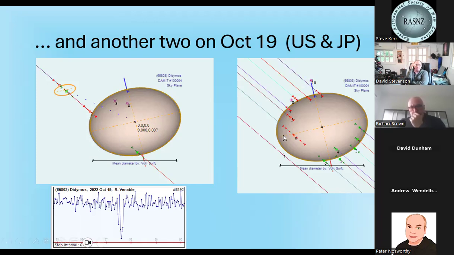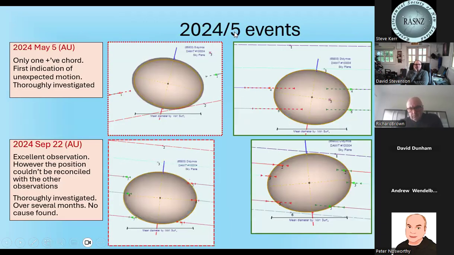This one's an interesting one. You can see the observations don't fit the shape of Didymos very well. Issues of Fresnel diffraction were a major issue with the light curve interpretation, and that's an illustration there. Now, here's the one in 2004 and 5.